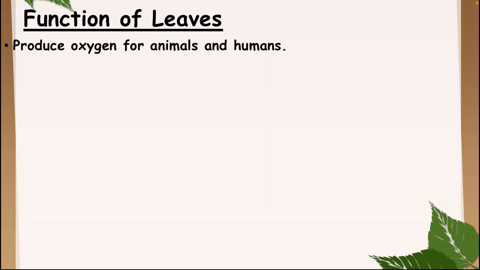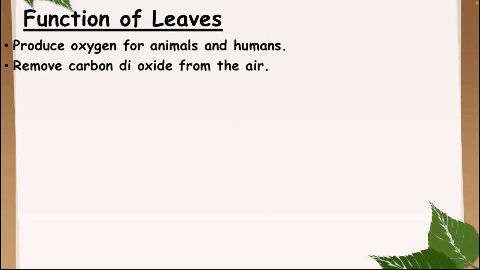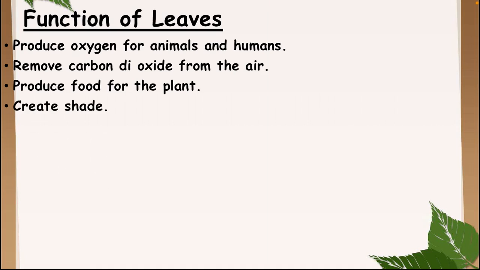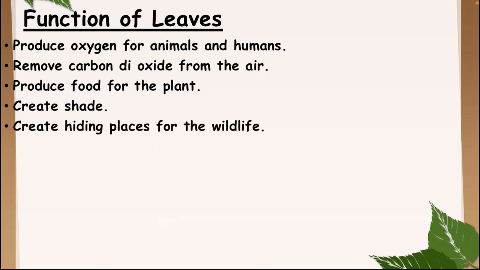Leaves produce oxygen for animals and humans, as we have read before how the oxygen is produced. They remove carbon dioxide from the air, as we exhale carbon dioxide and they take it from us. They produce food for the plant, in the process of photosynthesis. They create shade. When we are outside and there is sun, we mostly stand under the shade of a tree, so these leaves give us shade.